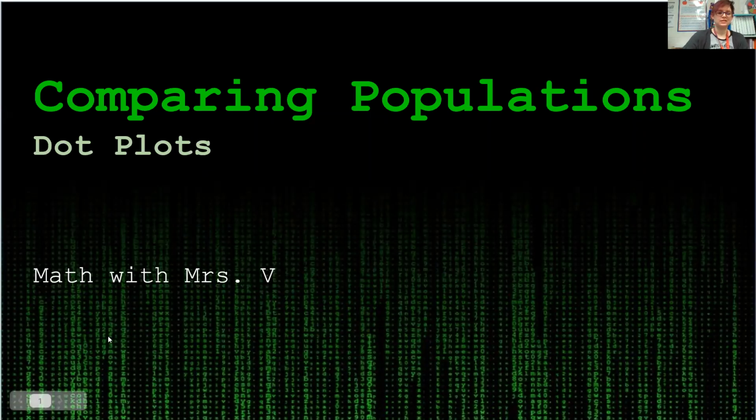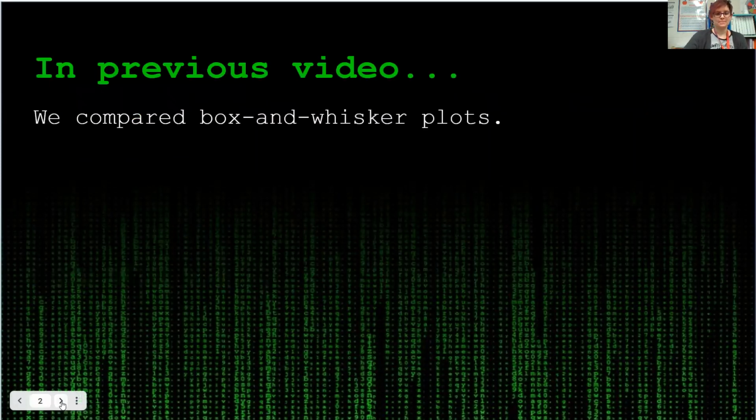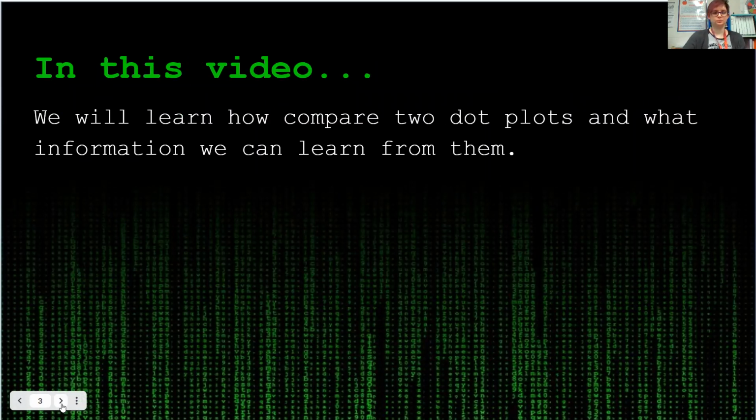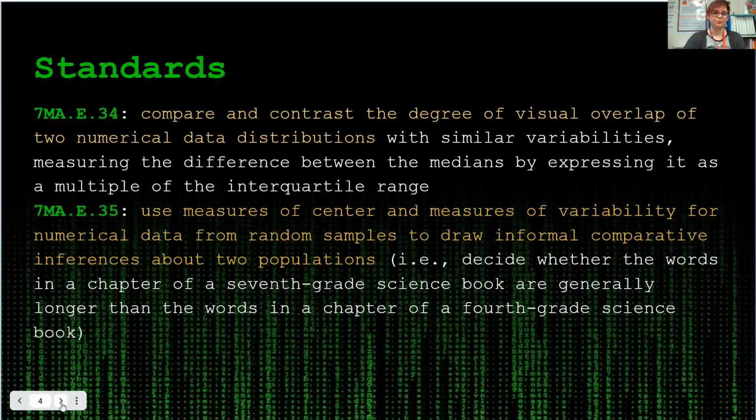V, where we are still comparing populations and looking at some dot plots. So in our previous video, we compared box and whisker plots. In this video, we will learn how to compare two dot plots and what information we can learn from them.